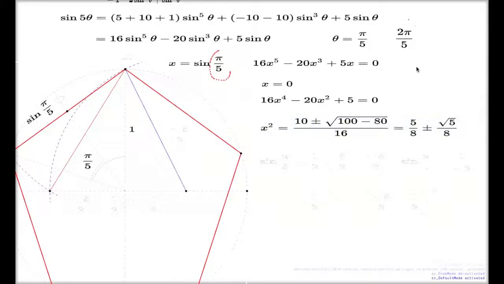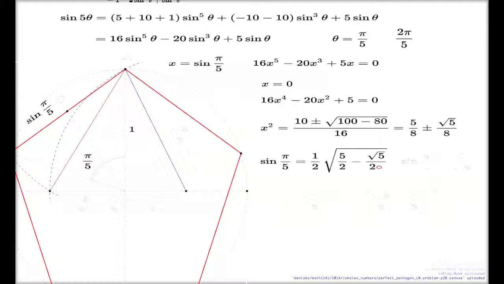So the one with plus will be the sine of 72 degrees, whereas the one with minus, under the square root, of course, will be the sine of 36 degrees. So if I choose the one with the minus, here's my expression for sine of pi on 5. I just apply the square root, because here we have x squared. I apply the square root. And that's the expression we have for the sine of pi on 5.